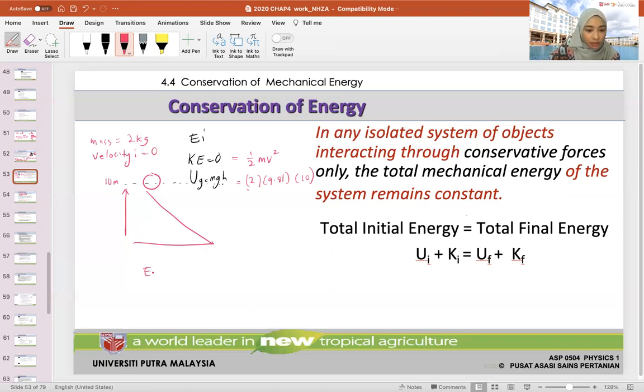So let's say EI equals EF. This is going to be our equation for conservation of energy. My KE is equal to 0 and my UG is going to be equal to that. This is the initial, KE final plus UG final. KE is equal to 0. This guy is equal to 2 times 9.81 times 10, which is 29.62.